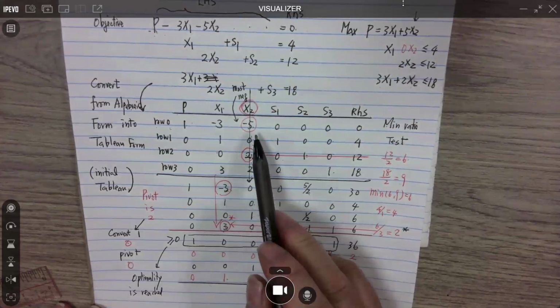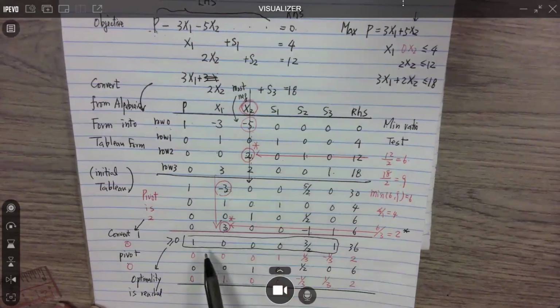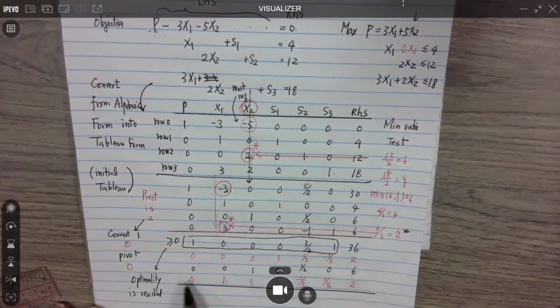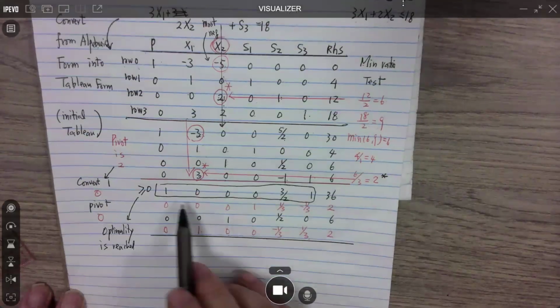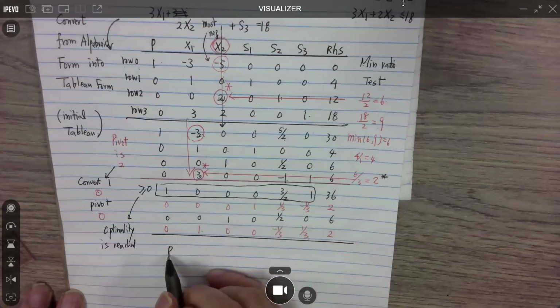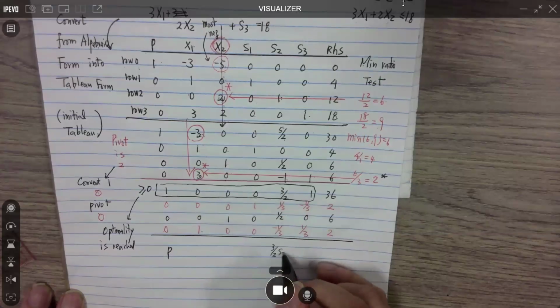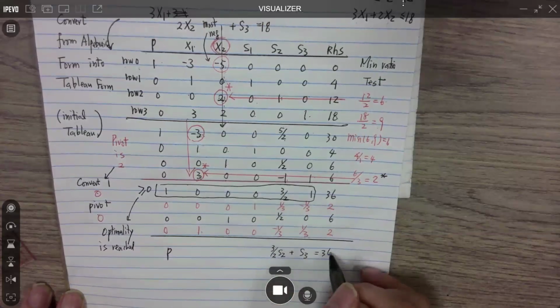If you still see negative in row 0, that means this is a unit you can increase the profit. But when they are all greater or equal to 0, there's nothing you can increase. That's it. So how are you going to find the optimal decision? I'm going to write down for you. The first equation is what? P, profit per what? Per $100. This is 3 over 2 S2 plus S3 equal to 36.